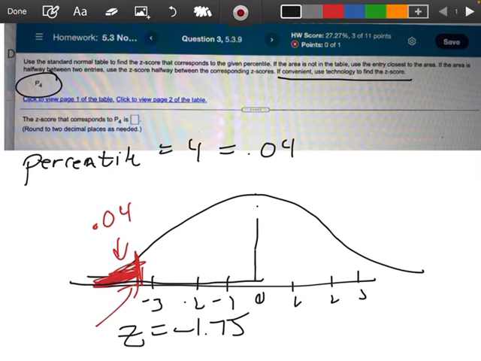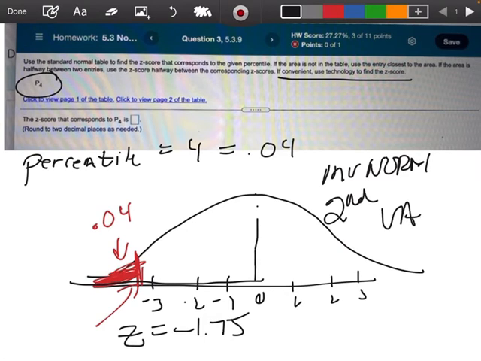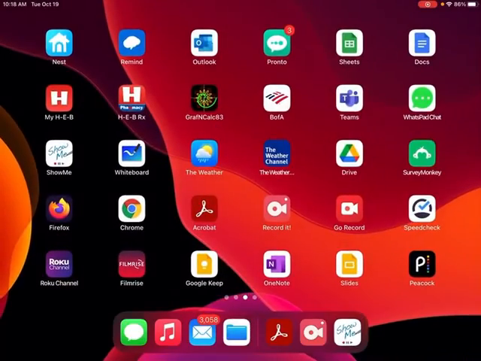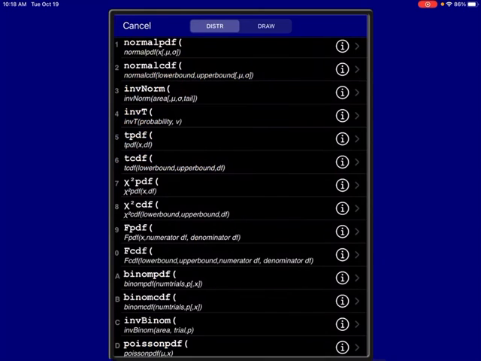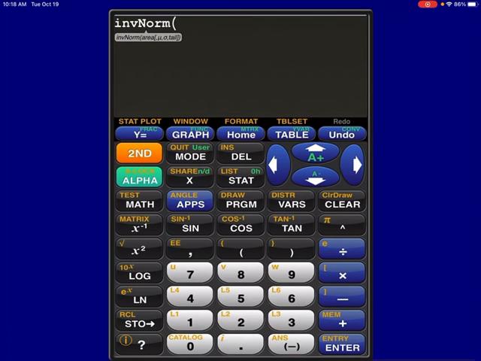Now, if I wanted to use my calculator, I'm going to look for a feature called the inverse norm. And the way I'm going to do this, y'all, I'm going to go second, and then vars. So let me pull this up for you guys so you can see exactly what I'm looking at. Let me clear that out. So I'm going to go second, and then vars. And do you see inverse norm? It is the third option that I have here on my calculator app. Y'all, it works the same way on the calculators as well.